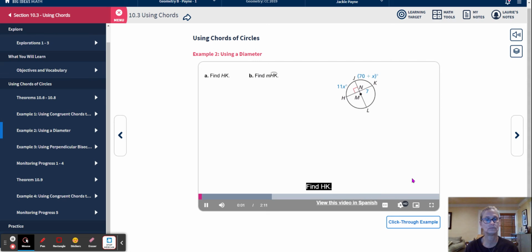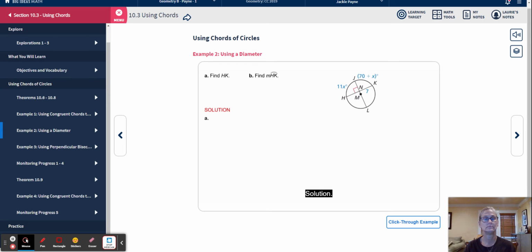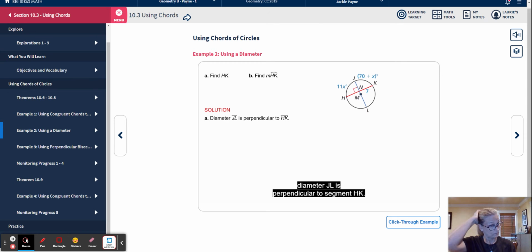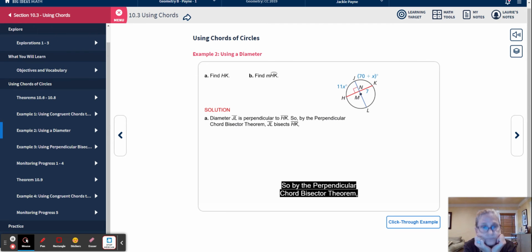Second example, using a diameter. Part A, find HK. Part B, find the measure of arc HK. Solution. Part A, locate segment HK in the diagram. Segment HK is a chord, and segment JL is a diameter of circle M. Notice diameter JL is perpendicular to segment HK. So by the perpendicular chord bisector theorem, segment JL bisects segment HK, and HN is equal to NK. So HK is equal to 2 times NK, and in the diagram, NK is equal to 7. So HK is equal to 2 times 7, which is equal to 14.